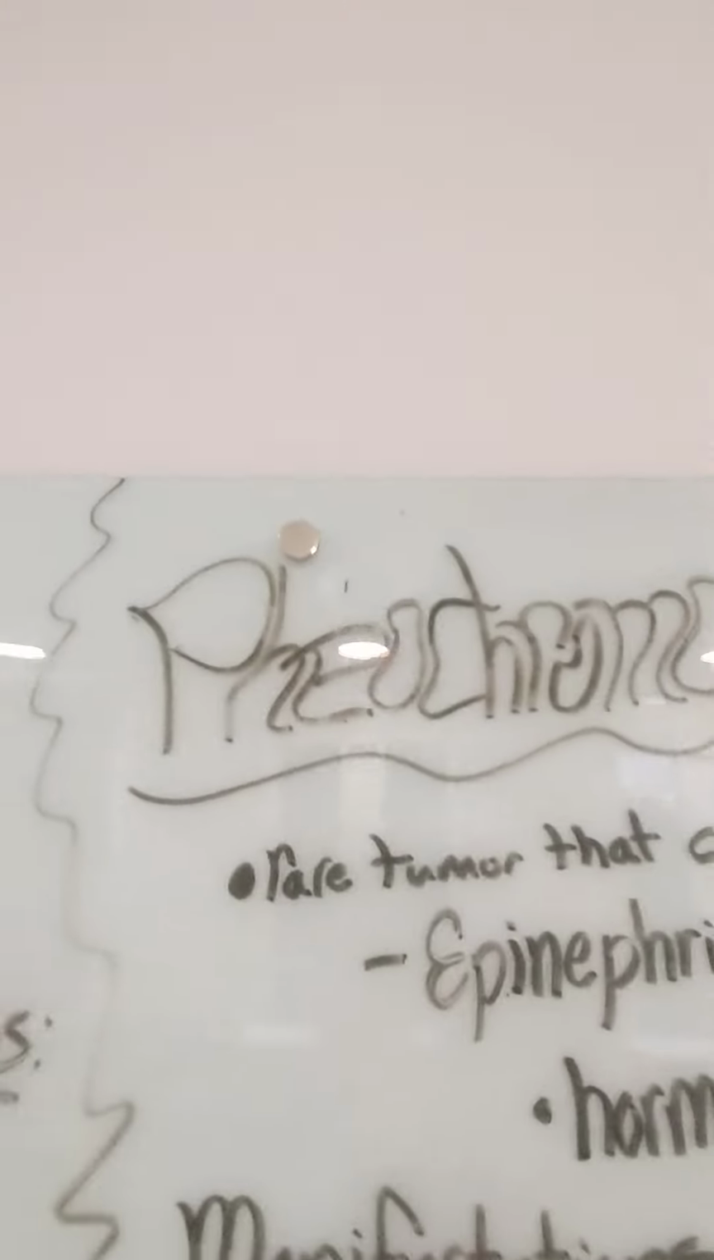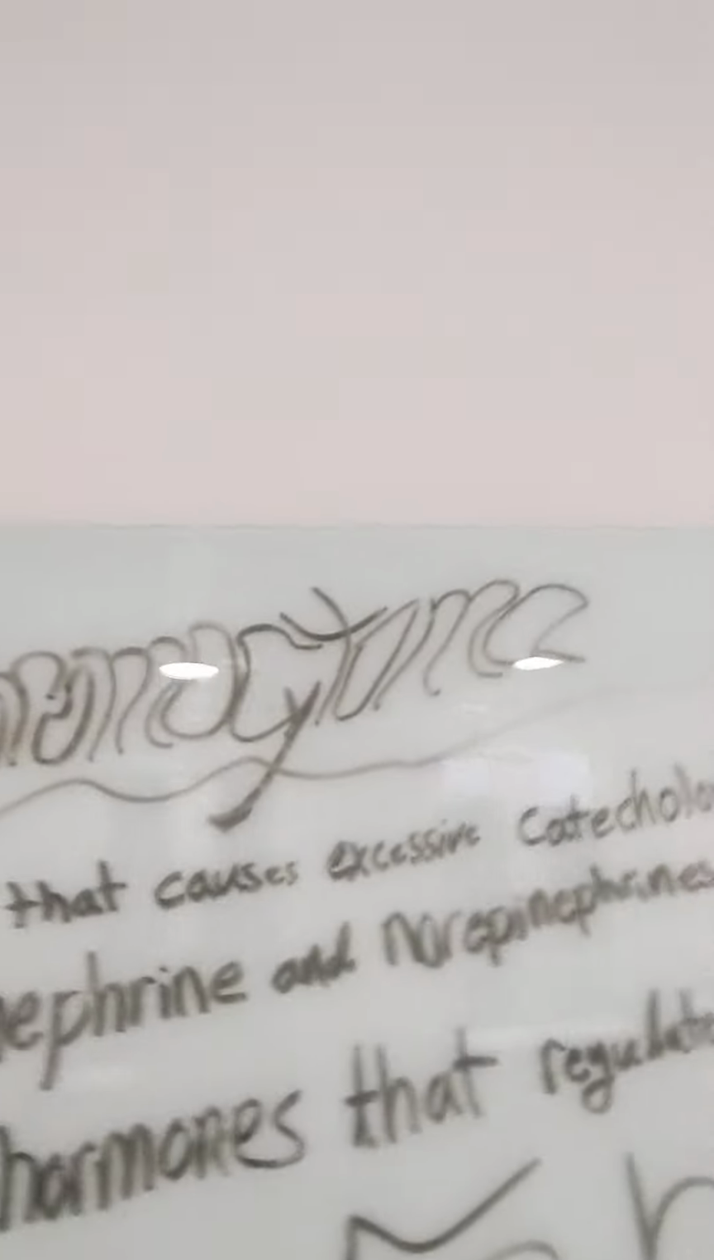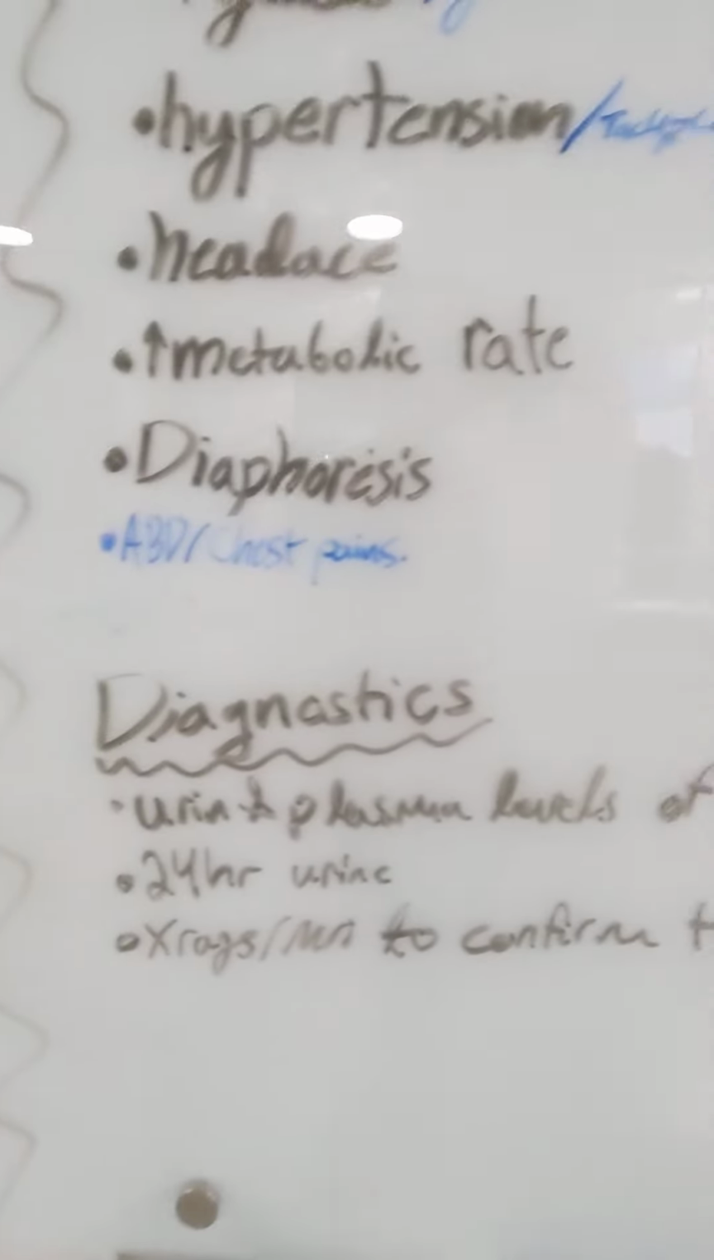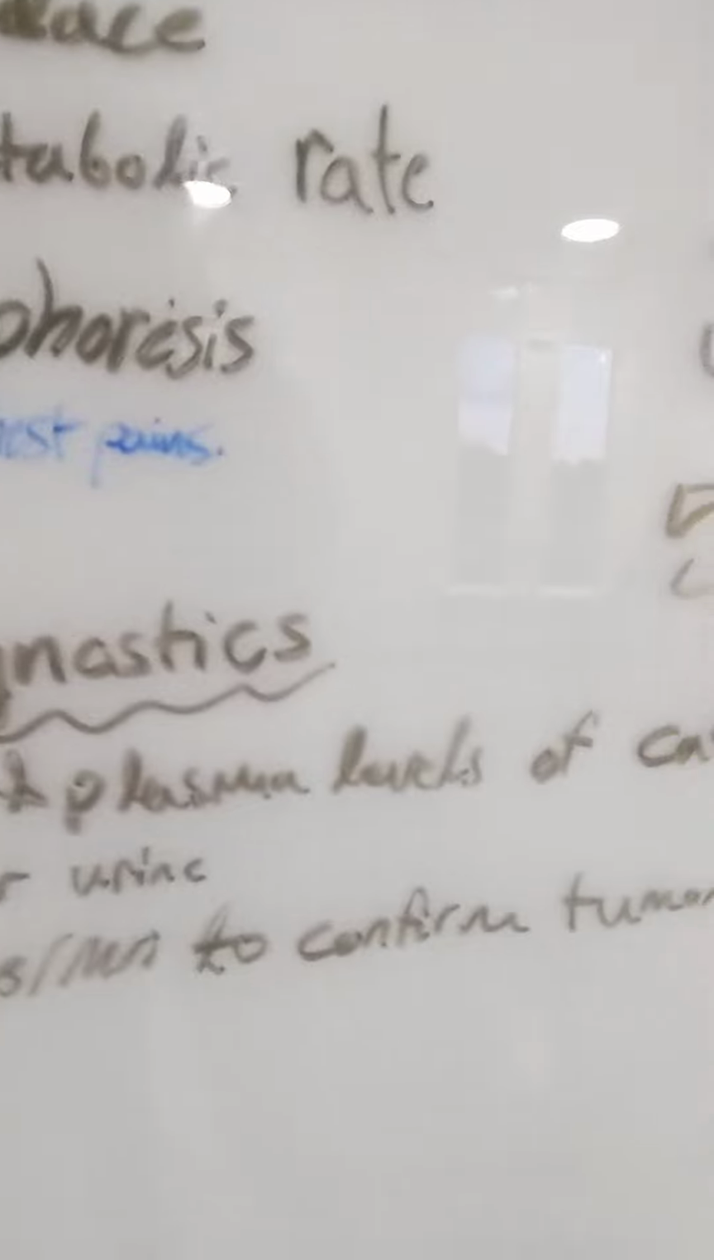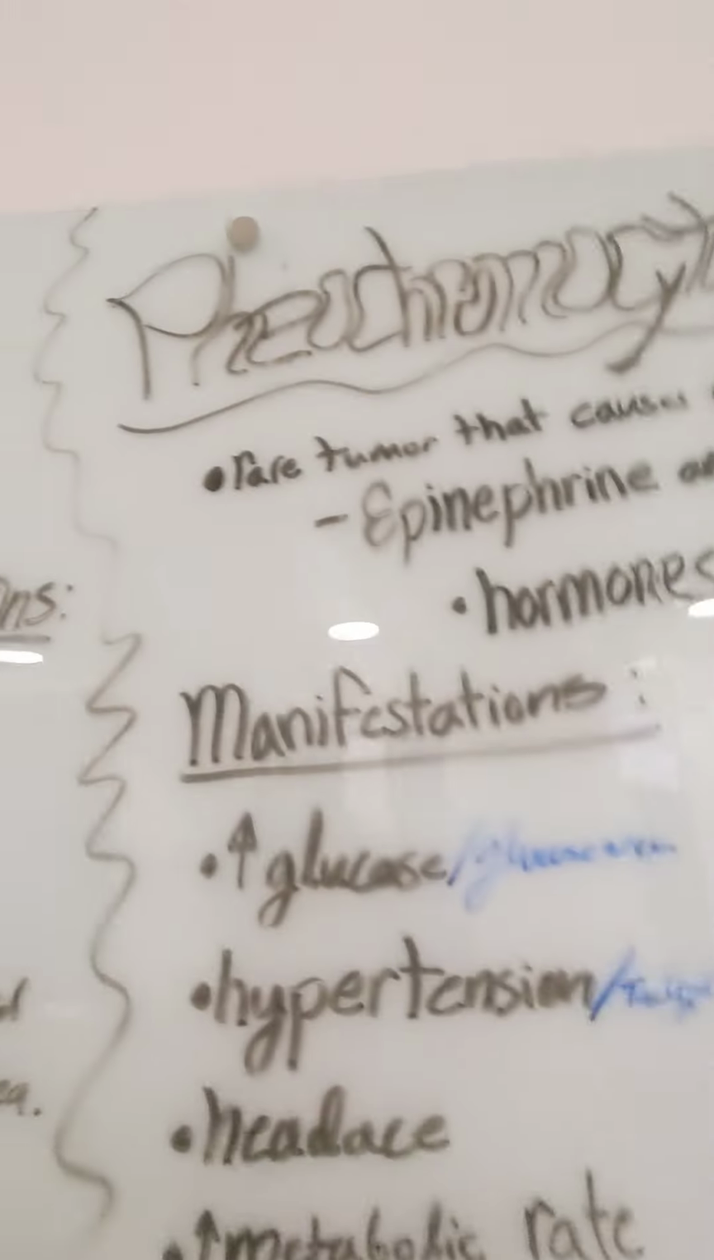Diagnosis for pheochromocytoma is urine and plasma levels of the catecholamines. See those catecholamines? The cats. So you're gonna check your urine and your blood for cats. And that's how you're gonna know if you have this pheochromocytoma.